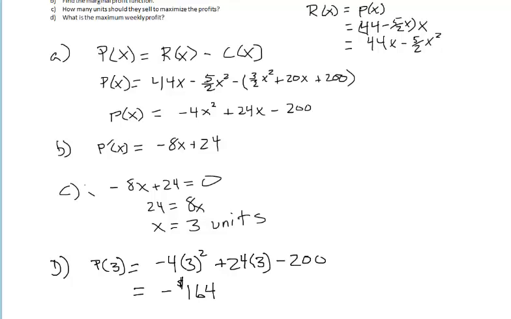So this company is maximizing their profits, or in this case, it turns out they're minimizing their loss at 3 units, and they're making a profit of negative $164 per week. And that's how we maximize profit.